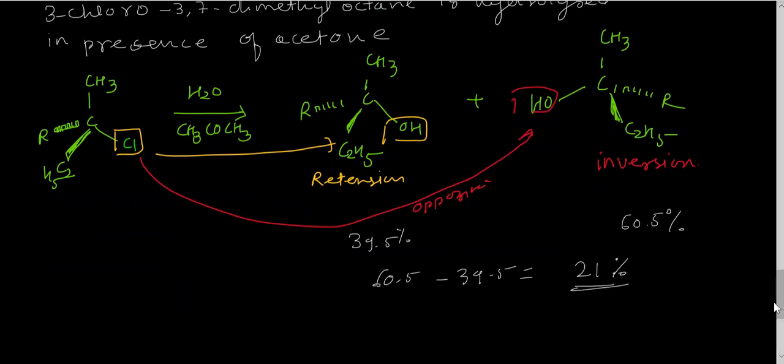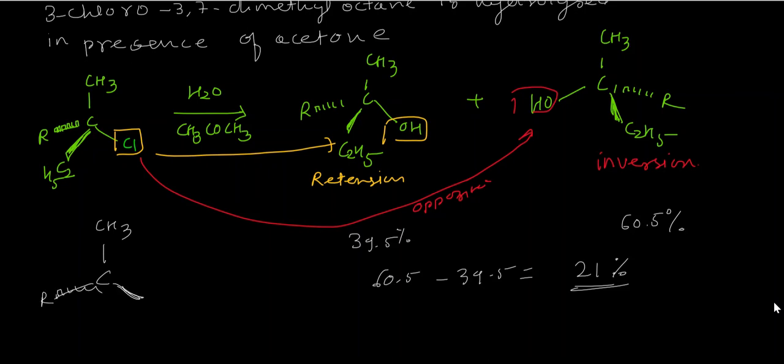Now let us see the structure of the carbocation. So here it is, the carbocation will be like that. You can consider this is R and this is C2H5. So this is a carbocation which is less stable. As you can see, these are alkyl groups, this is alkyl group, this is alkyl group. So that carbocation is less stabilized because these are weak electron donors. So this is a less stable carbocation, and due to this the percentage of inversion increases, as we earlier discussed.